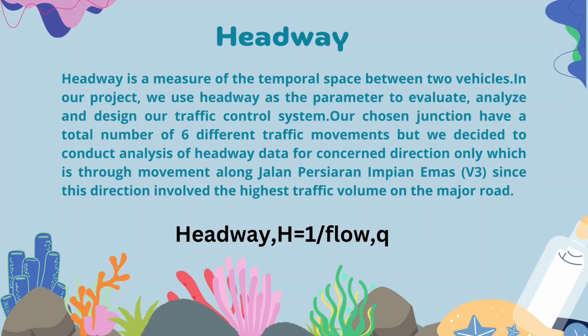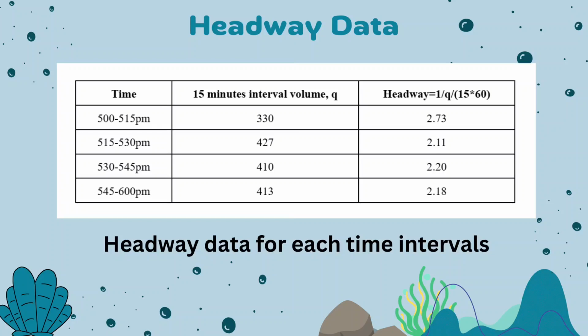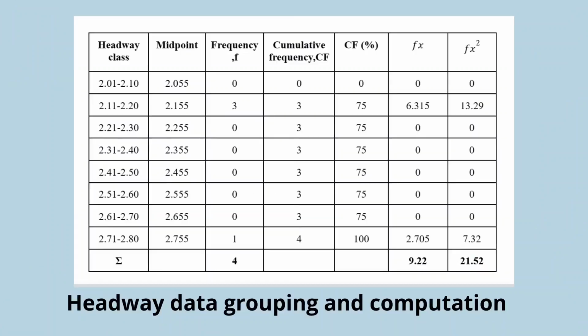Headway data can be obtained by conducting traffic surveys, with the formula headway equals 1 over flow. To obtain reliable results, we divided the complete data for 1 hour into a number of time intervals as shown in the table. In addition, we divided the interval class of headway into 8 classes, each with a 0.1 range. Our data is fairly consistent and does not differ significantly from other sources. After obtaining the headway data for each 15-minute interval, we then grouped the data using the 0.1 interval to carry out the descriptive analysis and distribution of the headway.